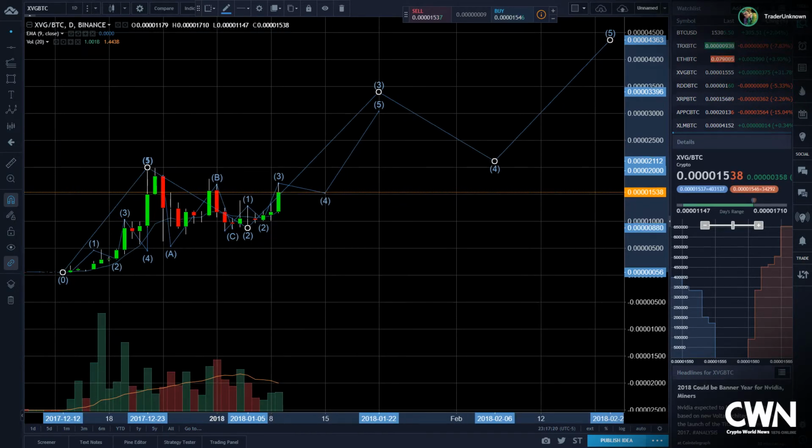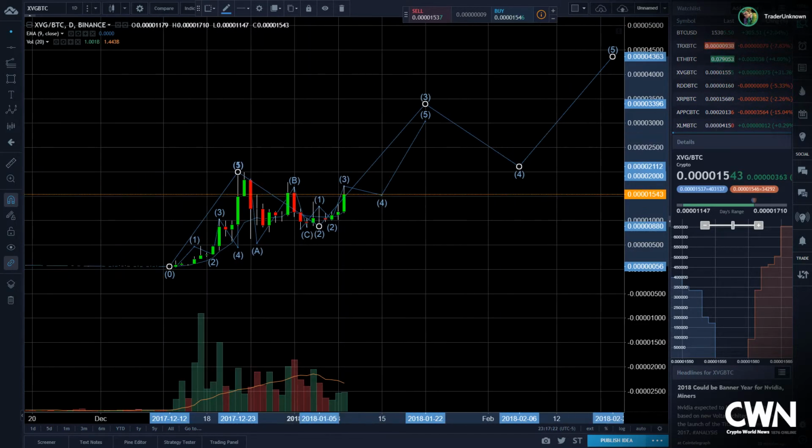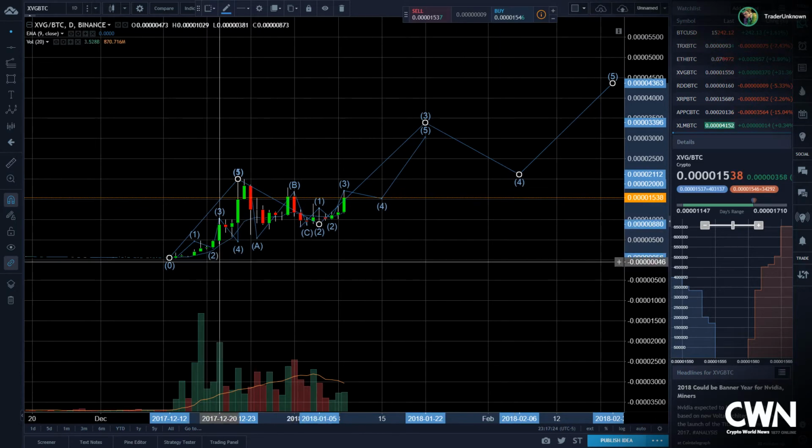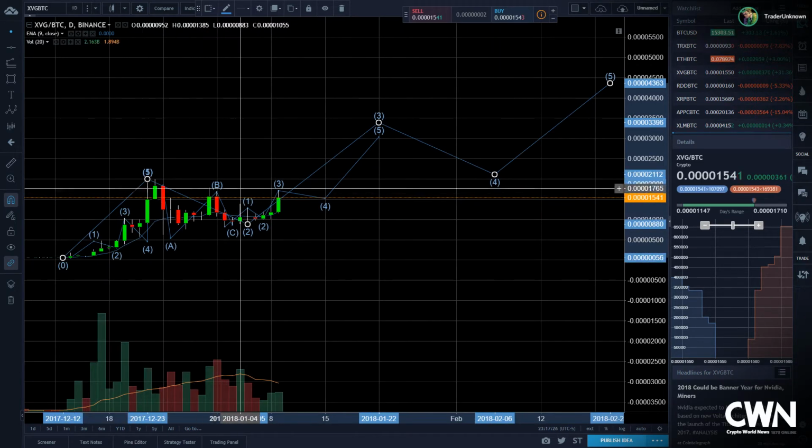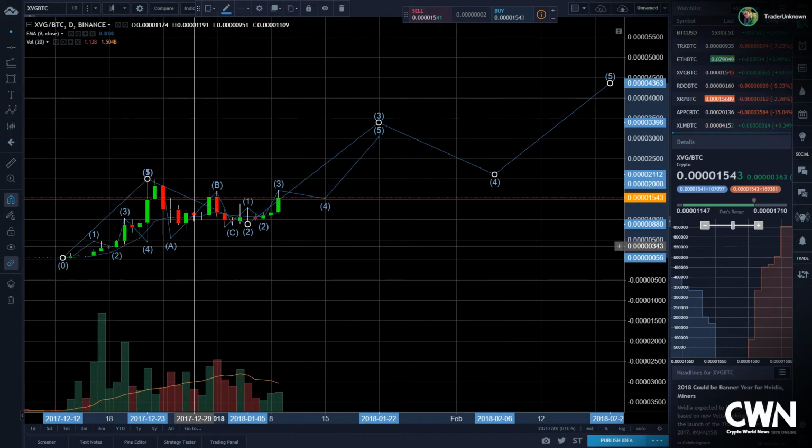This is the daily chart. This would be a multi-day to multi-week hold for me. I do currently have some in this market.